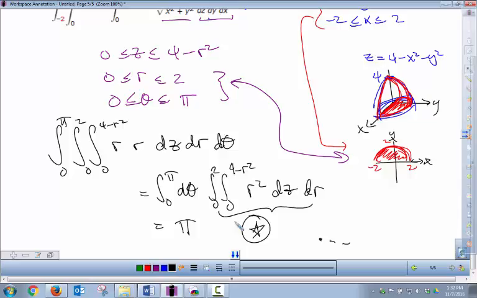All right, so you need to be able to read a triple integral and extract the solid out of it so that you can change a coordinate system if you have to. Any questions?